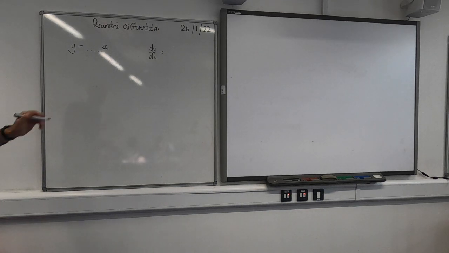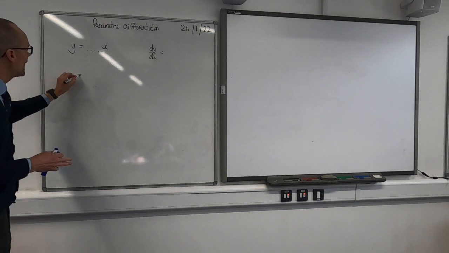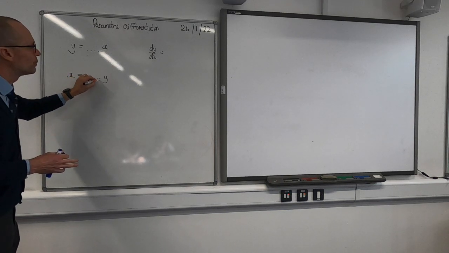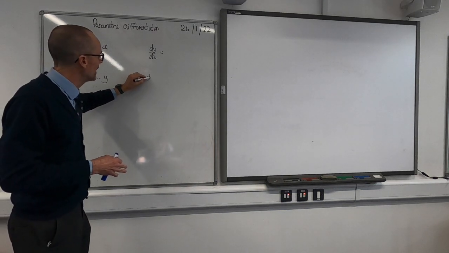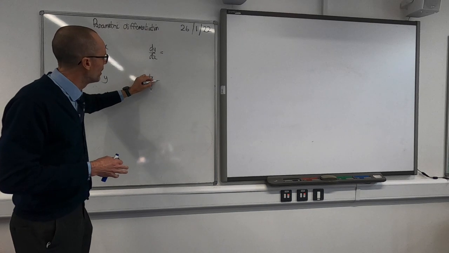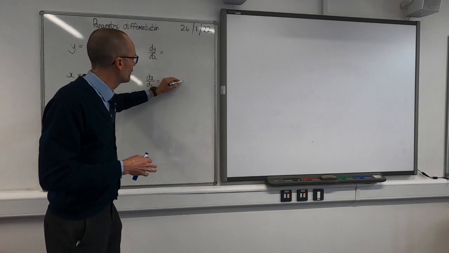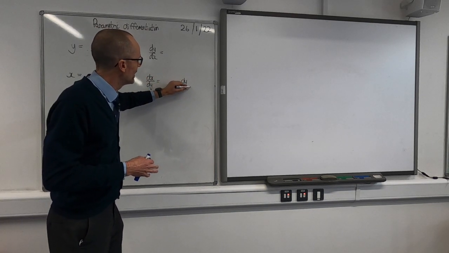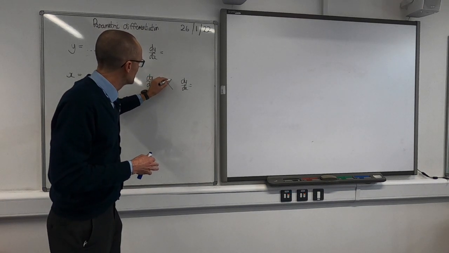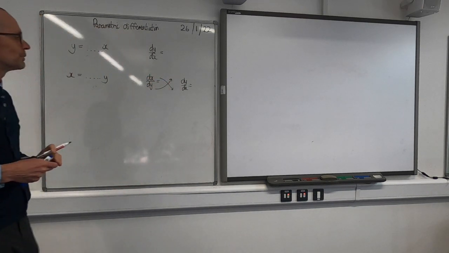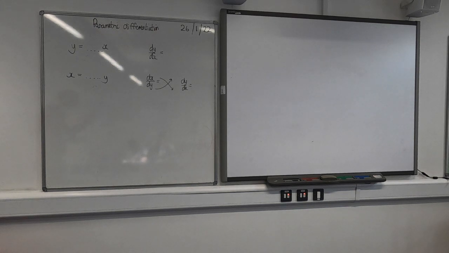And we can also differentiate things that are written x is something to do with y, because what we do is we say, right, that gives us dx by dy, and then we just know we flip it to get dy by dx. So we just flip it over, and that gives us dy by dx. And it's dy by dx that we need in order to find the gradient. Dx by dy doesn't give us the gradient.